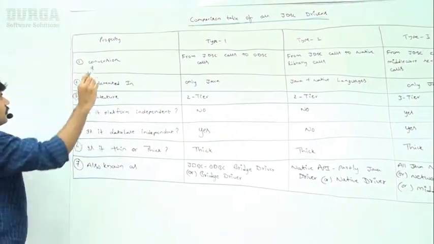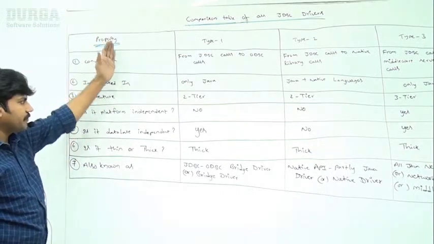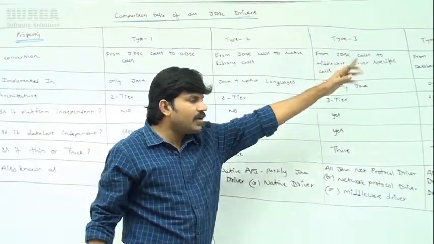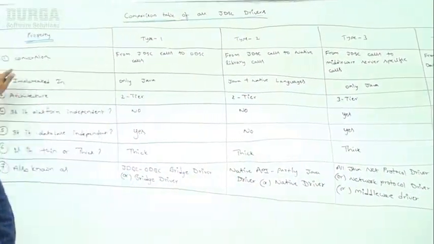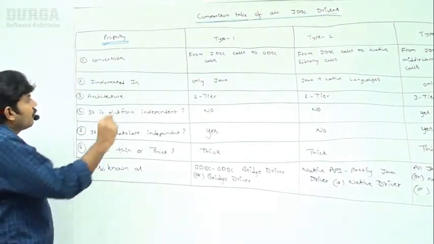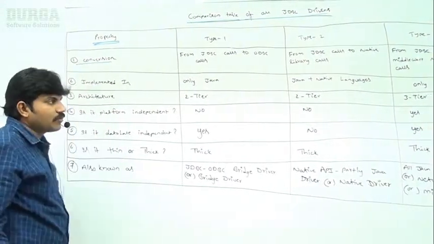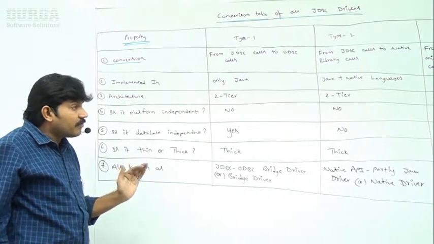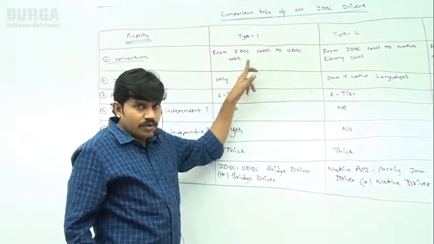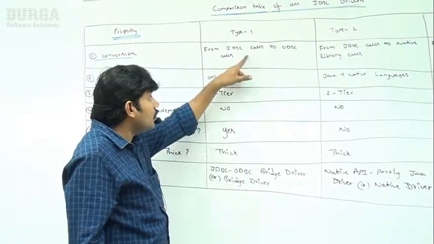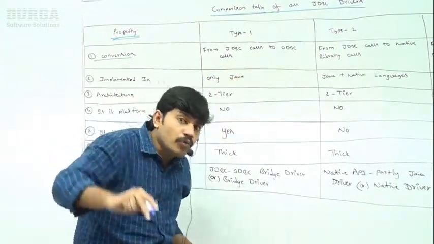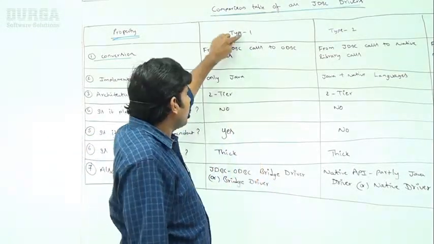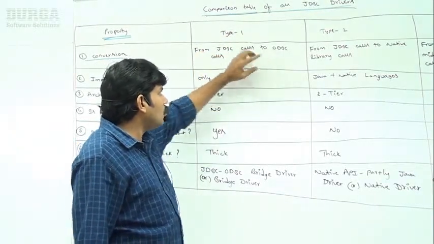Now, with respect to which property do I want to compare? Next, type 1, type 2, type 3, type 4. Observe that. Here, if you consider the type 1 driver, of course, conversion. I want to talk about the conversion property. The type 1 driver converts JDBC calls to ODBC calls, and then the ODBC driver converts ODBC calls into database specific calls. Clear, right?